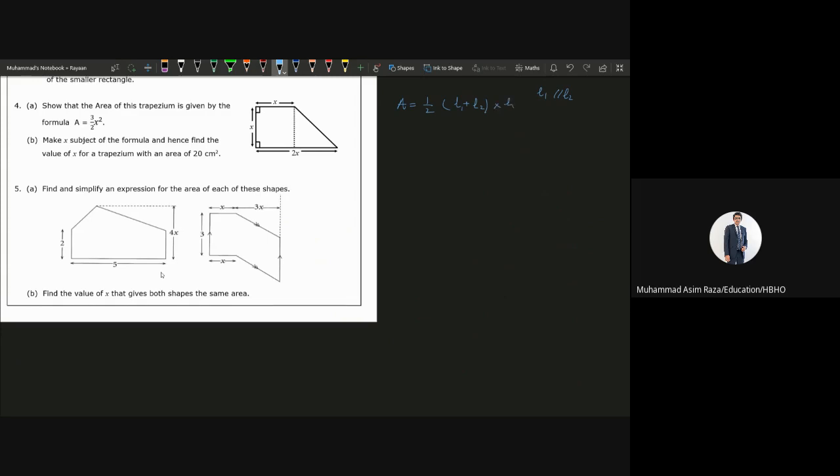So this is the formula: 1 over 2 into the sum of two parallel sides into the height, that is connecting these two parallel lines. So let's write them down now. 1 over 2, you know that this length is x, then this is parallel to the above length which is 2x, and the height is just x. So we have here 1 over 2 into 3x square.